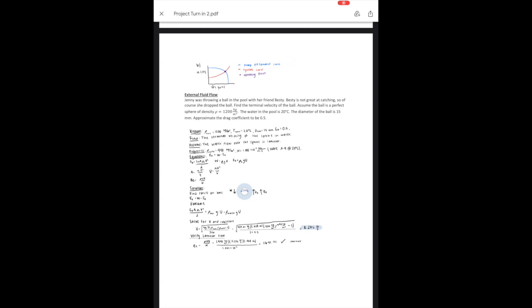So the solution for this one is you find the forces on the ball and do a force balance: force drag equals weight minus the buoyancy force. Then you evaluate that, so you're able to solve for V and substitute that into that equation, and last but not least, verify that it is indeed laminar flow, so these equations apply.